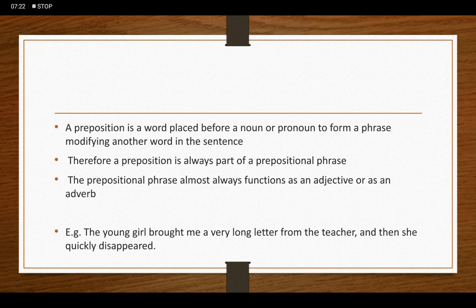Preposition. A preposition is a word placed before a noun or pronoun to form a phrase modifying another word in a sentence. Prepositions are words that are placed before a noun or pronoun. Prepositions are always part of a prepositional phrase. So, preposition. See, in the name itself, we have the definition that it shows the position.